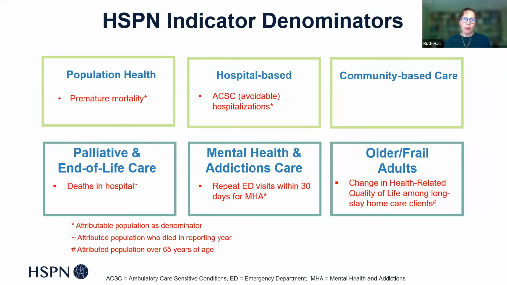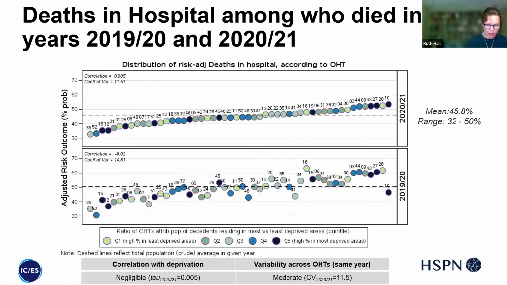It is important to keep in mind when you look at those dots that, in case you notice any dot colors change from indicator to indicator, they generally don't. But for end of life, we're only looking at those who die in the year of reporting. For mental health and addiction, it is looking in general at your entire attributed population. For older frail adults, the general population here is those over the age of 65, and our health-related quality of life measure has a finer definition, being among those on long stay home care. So just to remind everybody that they do change depending on the indicator in these priority populations.